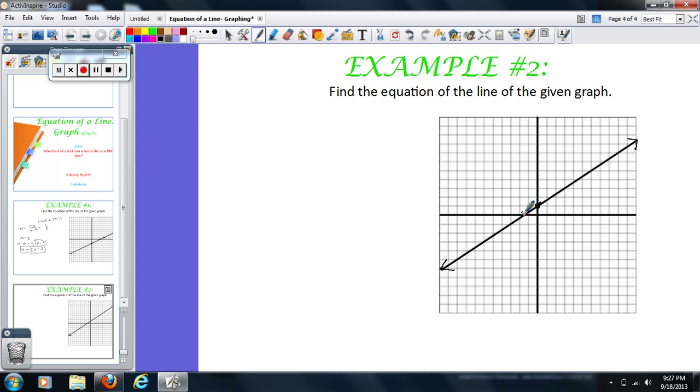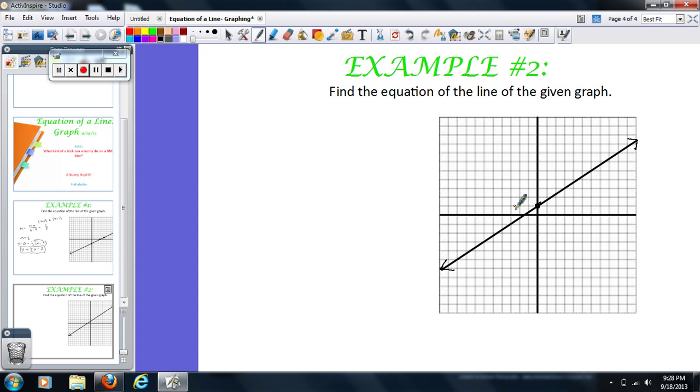And remember, we don't have to pick any specific point. We can pick any 2 points we want. It doesn't matter what they are. As long as we have 2 points, we should be able to find the slope given those 2 points.